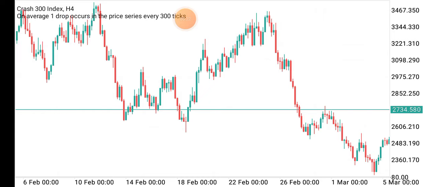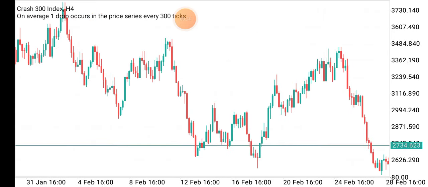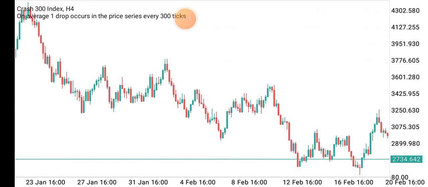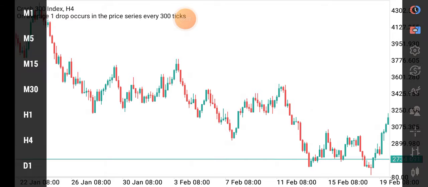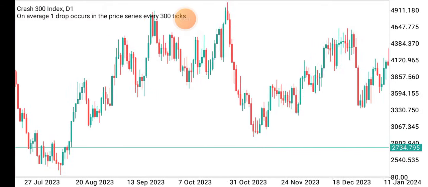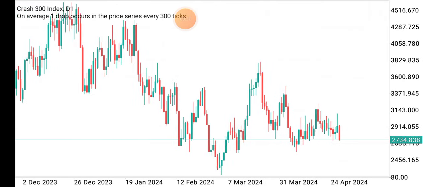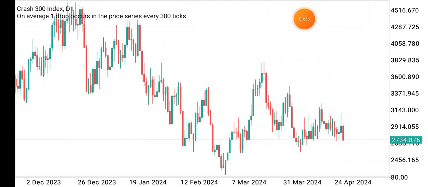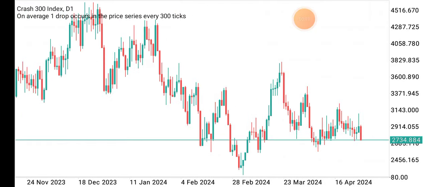All right, so the trading of breakouts can be done on almost any time frame, even from the daily time frame or monthly time frame. Like if I go to the daily time frame, I am on Crash 300 index. If I want to trade breakouts, you can trade based on trend lines, by drawing trend lines, or by looking for areas of consolidation.